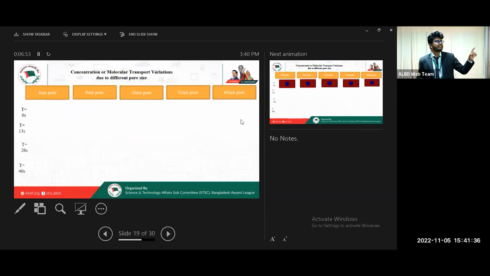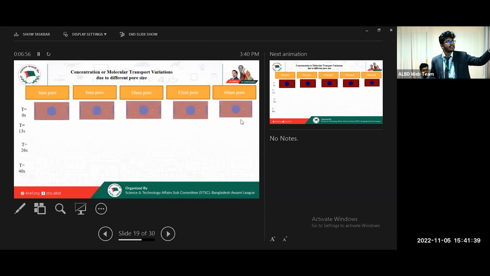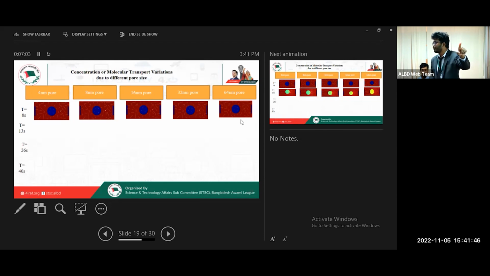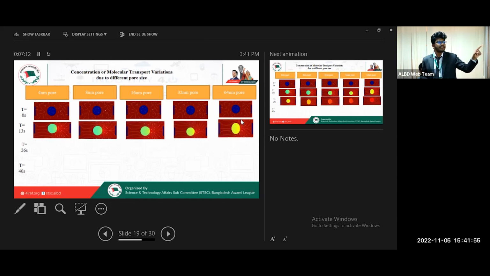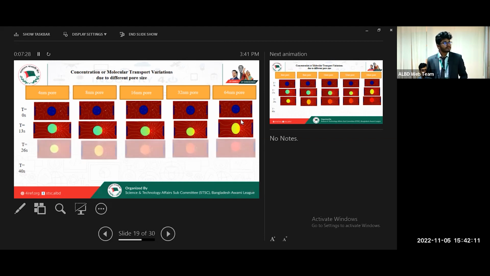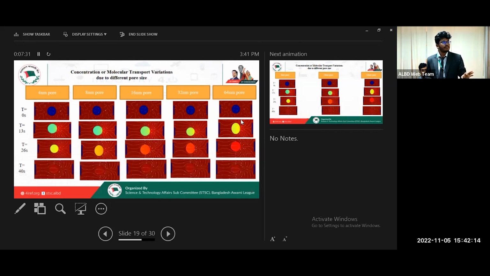Now some experimental results. For time t equals 0 seconds, we have the 4 nanometer pore, the 8 nanometer pore, 16, 32, and 64. At time t equals 0 seconds, the concentration in the inner cell is 0. At time t equals 30 seconds, the concentration in the inner cell is increasing, and in the 64 nanometer pore the concentration is larger than that of the 4 nanometer pore. And at 40 seconds, the inner concentration and outer concentration are equal.